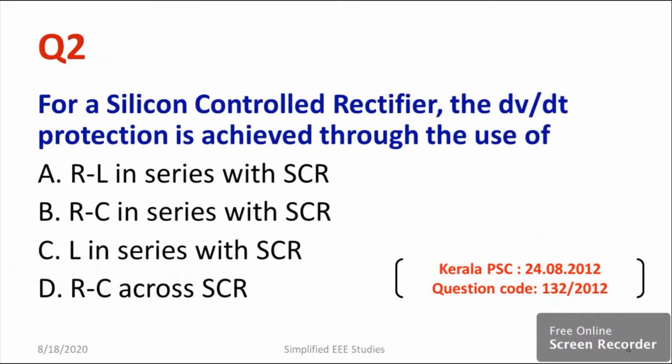Let me explain the second question. For a silicon controlled rectifier, the dV by dt protection is achieved through the use of RL in series with SCR, RC in series with SCR, inductor in series with SCR, or RC across SCR. To ensure dV by dt protection, we need to connect an RC network across the device. That is, the RC network should be connected across the SCR. That is known as dV by dt protection.